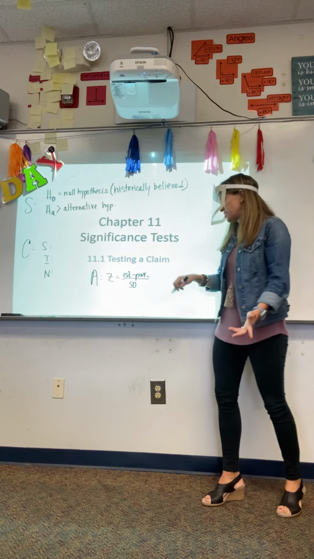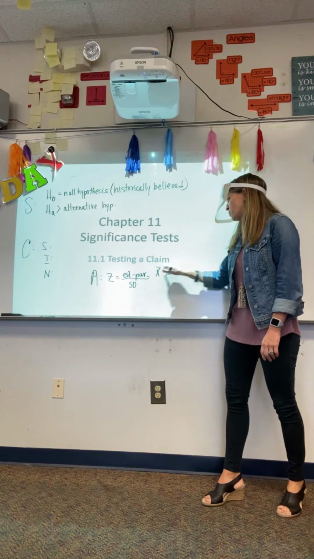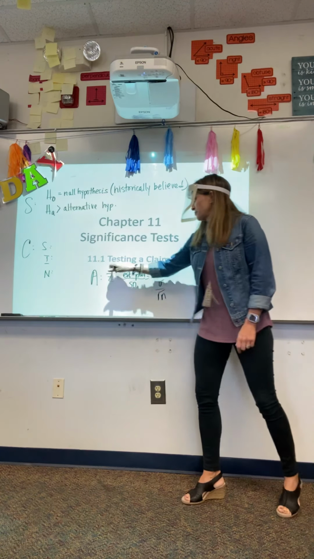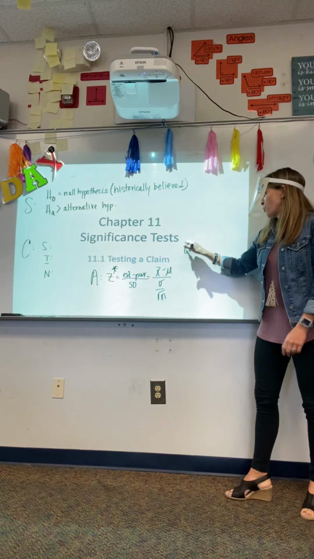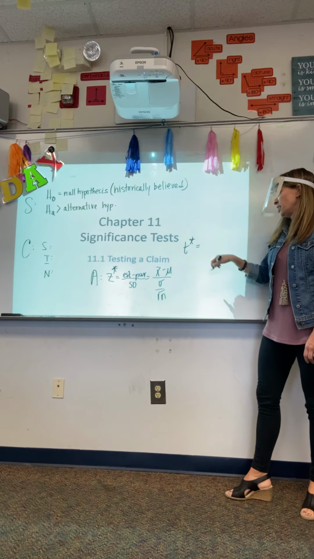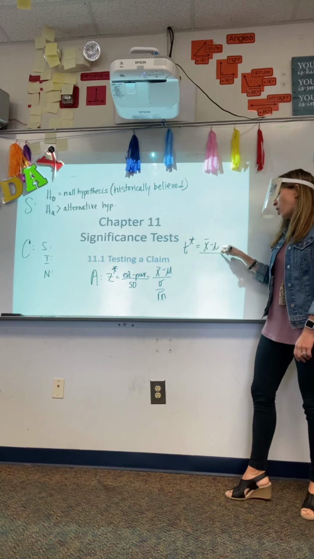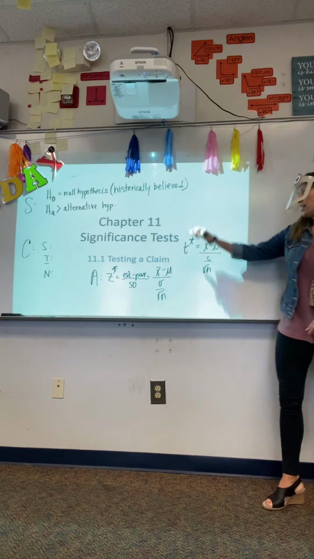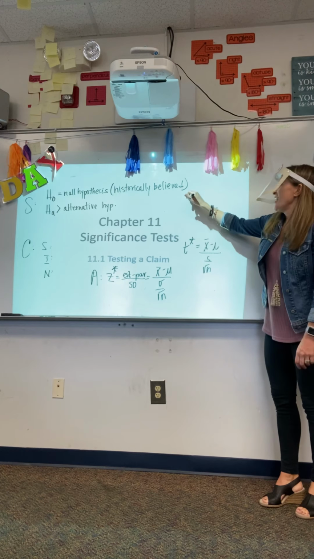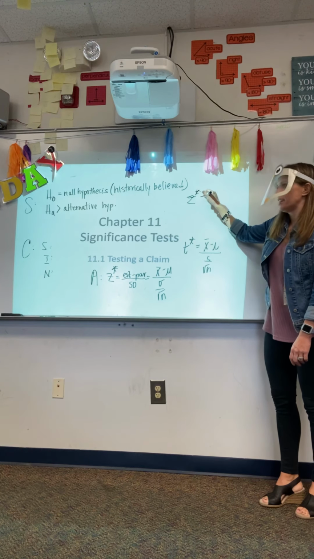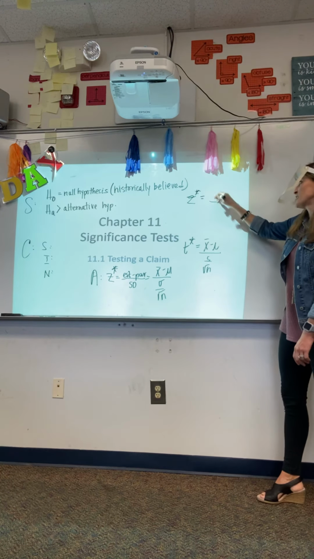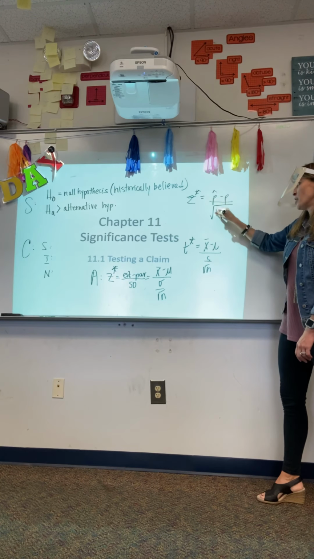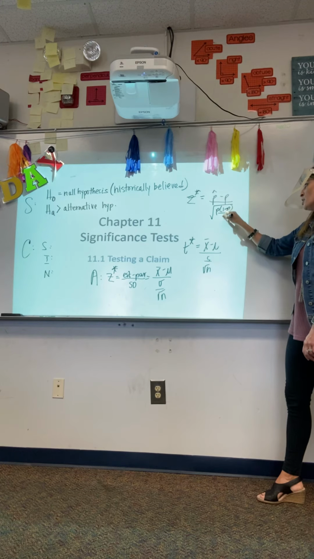So if it's a z-score, then it would be x bar minus mu all over sigma divided by the square root of n. If it were a t-star, it would be x bar minus mu all over s divided by the square root of n. And if it were a proportion, that is going to be your estimate, p hat minus p, all over the square root of p times 1 minus p, all over n.